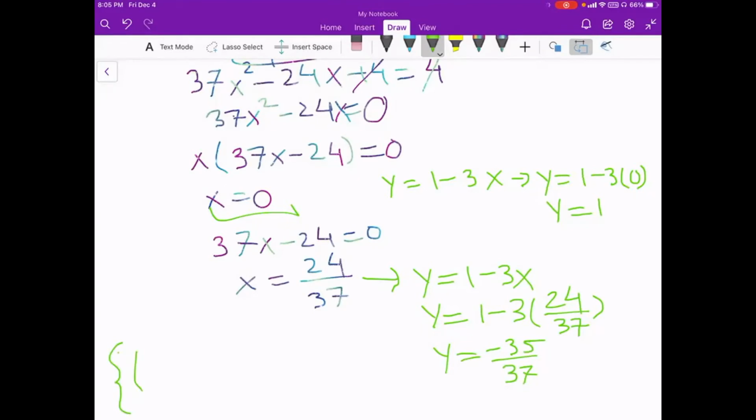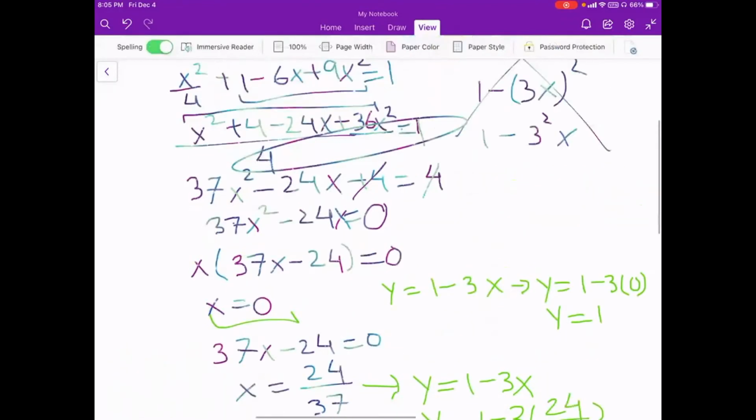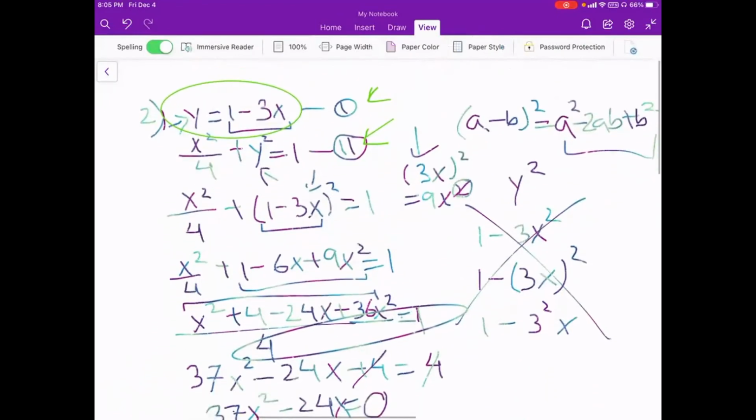So when I plugged in 0 for x, I got 1 for y. And when I plugged in 24 over 37 for my x, I got negative 35 over 37 as my y. And that's your solution set for the nonlinear equations that we did in this problem.